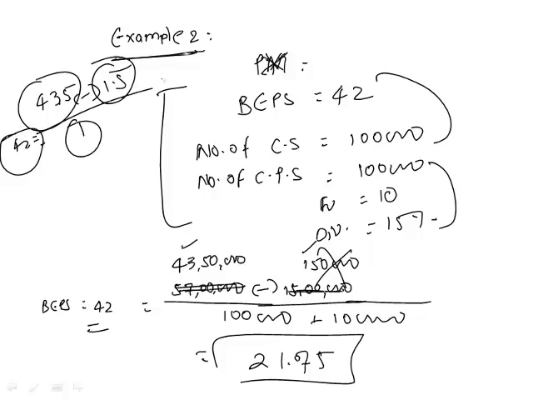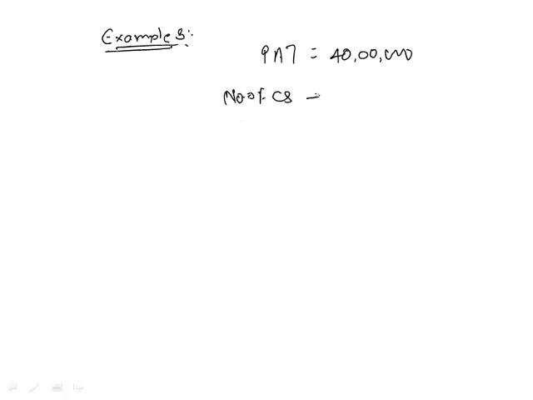Okay. Example 3, now give heading. Convertible bonds. This is again a step higher. You will really enjoy this now. Convertible bonds. Okay, example 3. Profit after tax 4 million or 40 lakhs. Number of common shares 200,000 or 2 lakhs.